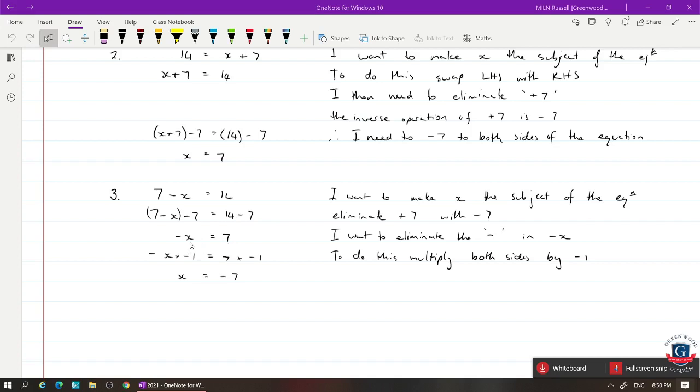Now, I don't want negative x, I want just plain old x. To do that, I want to multiply both sides. To get rid of the minus, I want to multiply both sides by minus 1. Negative x times minus 1 will just give me x. If I do it to the left-hand side, I also have to do it to the right-hand side. 7 times negative 1 gives me negative 7. Let's check if that gives us the right answer. 7 take negative 7 would be the same as 7 plus 7, which will give me 14. The algebraic method has given me the right idea.